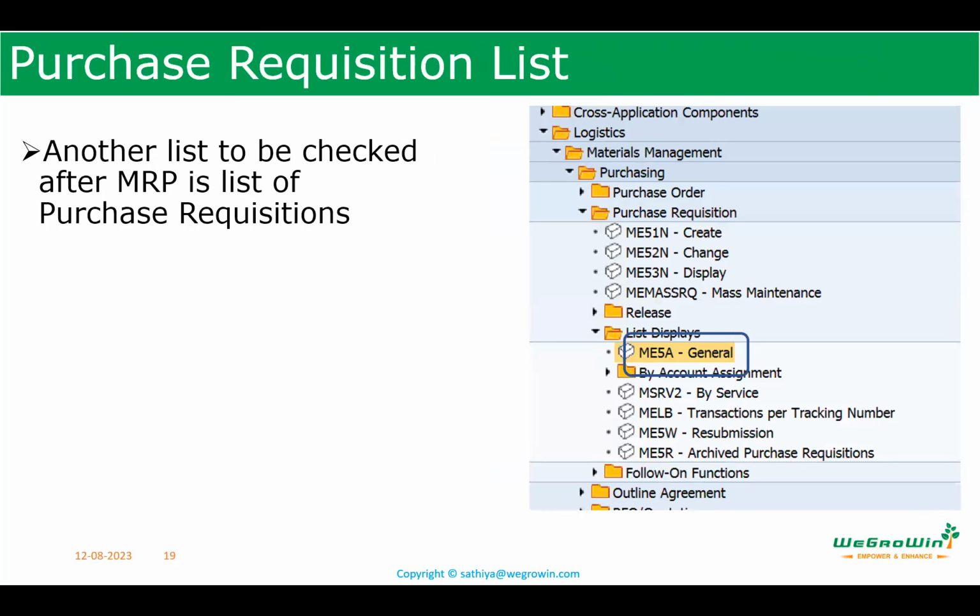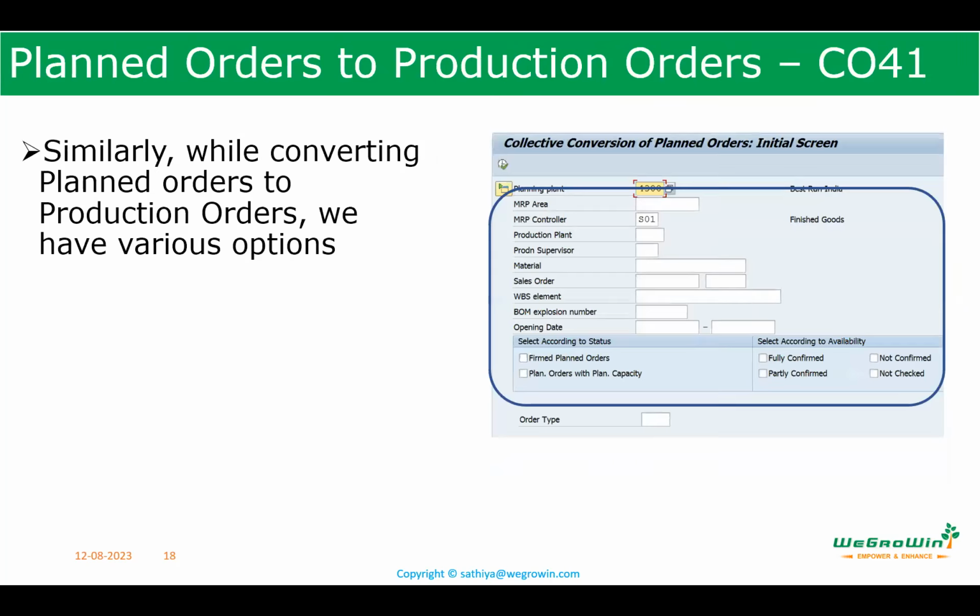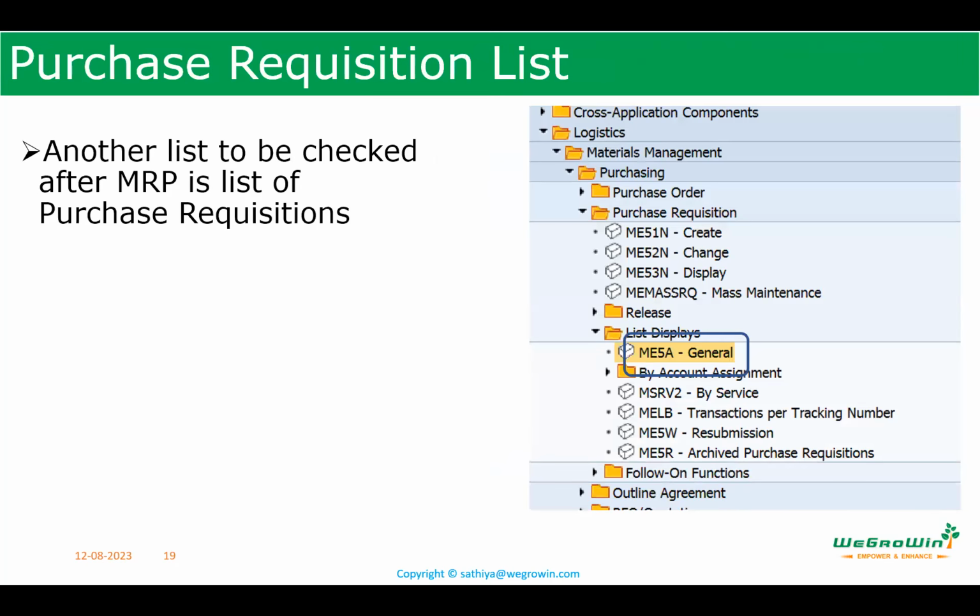These things we'll discuss when you are converting the production orders. But what I want you to do is go through these transactions, CO41, CO63, MD16, those kinds of transactions. What are the options? Next is the purchase requisition list. I think you are all familiar with these transactions, ME5A. You are familiar with this list, Sigmund, ME5A?